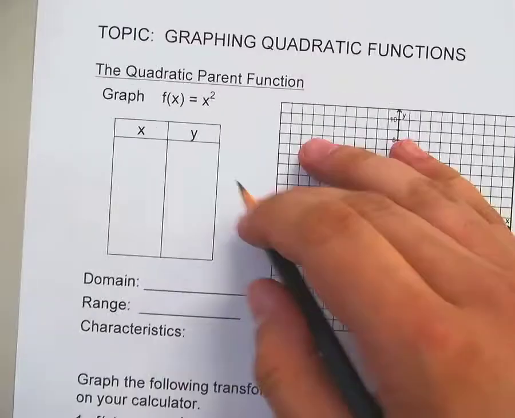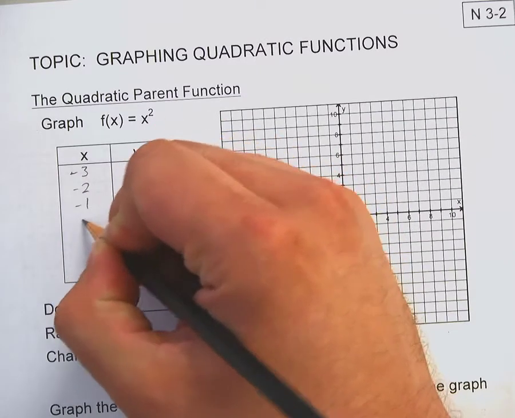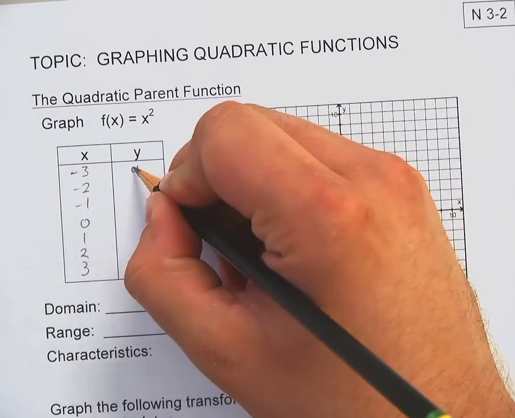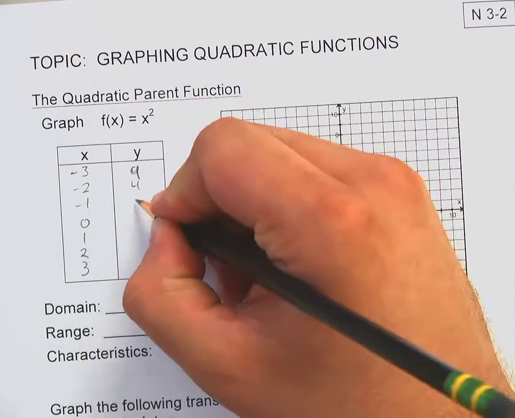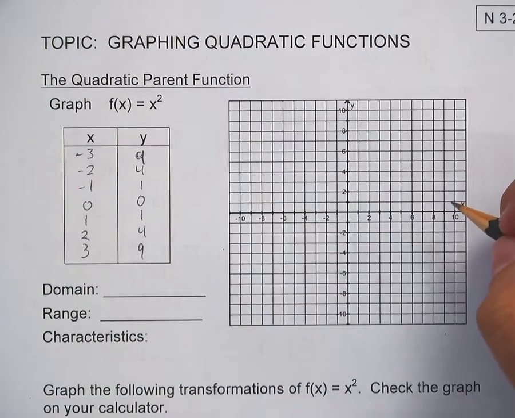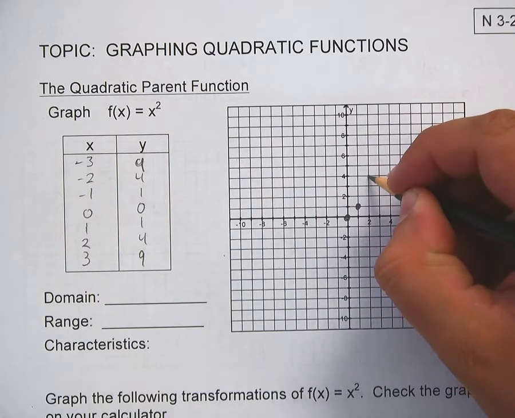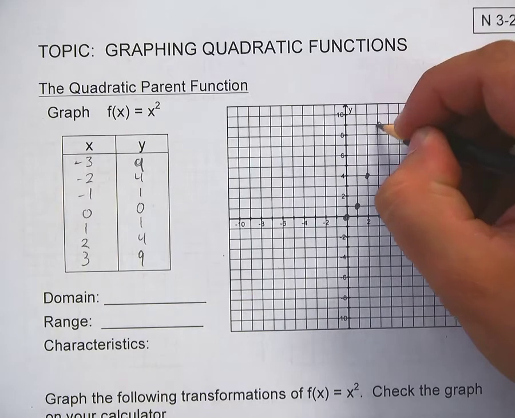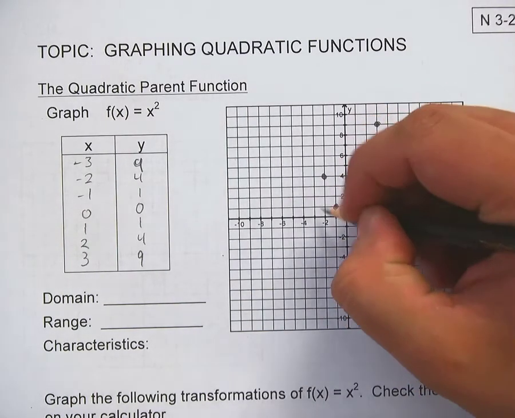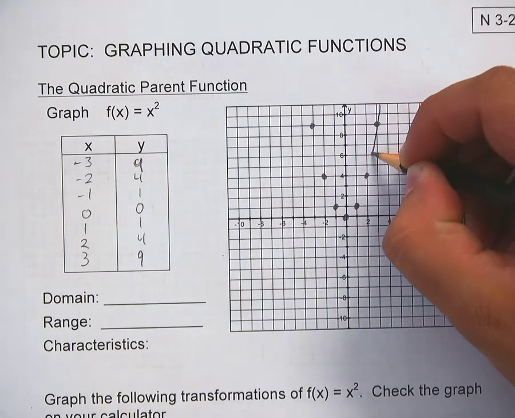Now a couple of things if you want to make your xy chart here. -3, -2, -1, 0, 1, 2, and 3. Plug those in, you get 9, 4, 1, 0, 1, 4, and 9. Come over here and plot those points. (0, 0), (1, 1), (2, 4), (3, 9), (-1, 1), (-2, 4), (-3, 9). And make your best effort at a perfect parabola.